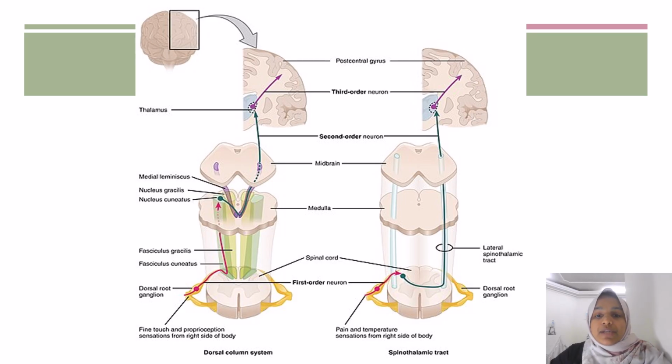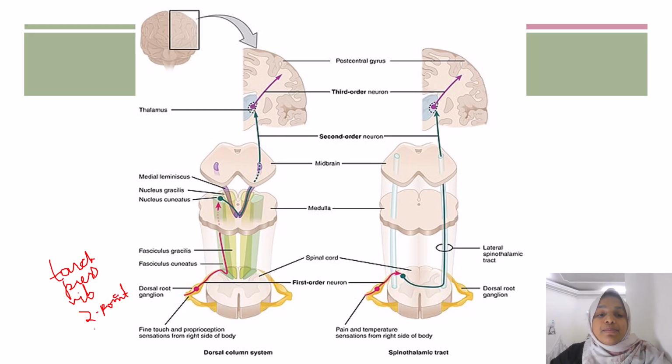The dorsal column tract is carrying our fine touch. It is carrying pressure sensations. It is carrying vibration sensations, and it is carrying 2-point discrimination, proprioception. So these are the sensations being carried by the dorsal column tract.